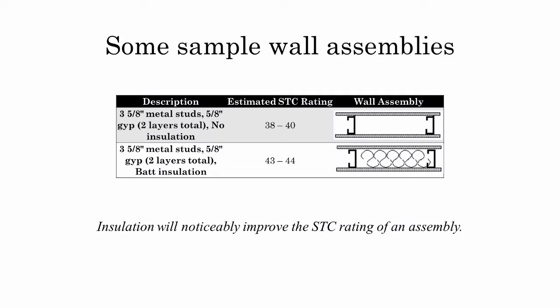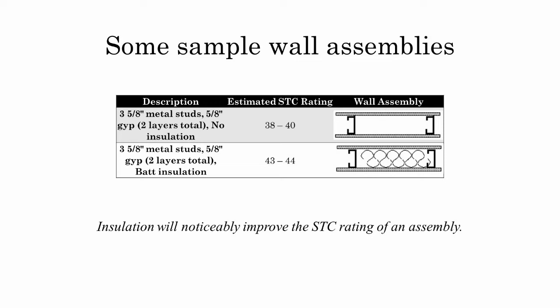In this slide, we will show you some sample wall assemblies. So the first one is 3 5/8 inches metal studs and 5/8 inches gypsum with 2 layers in total and no insulation. The estimated STC rating is 38 to 40, and this is how the wall assembly looks like.